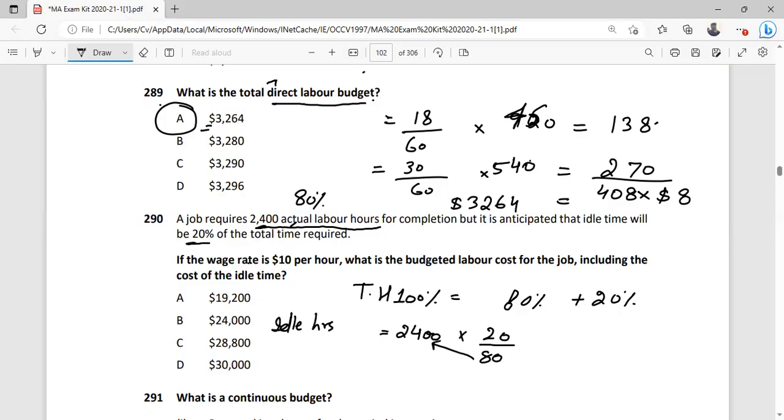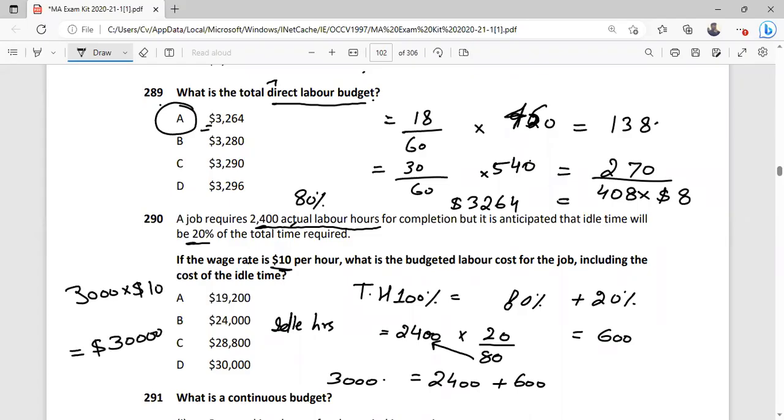2400 hours of productive hours, and we are calculating idle hours out of this productive hours percentage. So idle hours are 600. Now you can calculate your total hours: 2400 plus idle hours 600, total hours are 3000. And the rate per hour is $10, so you multiply your 3000 hours with $10 and you will get the answer of $30,000, which is option D. Any question?